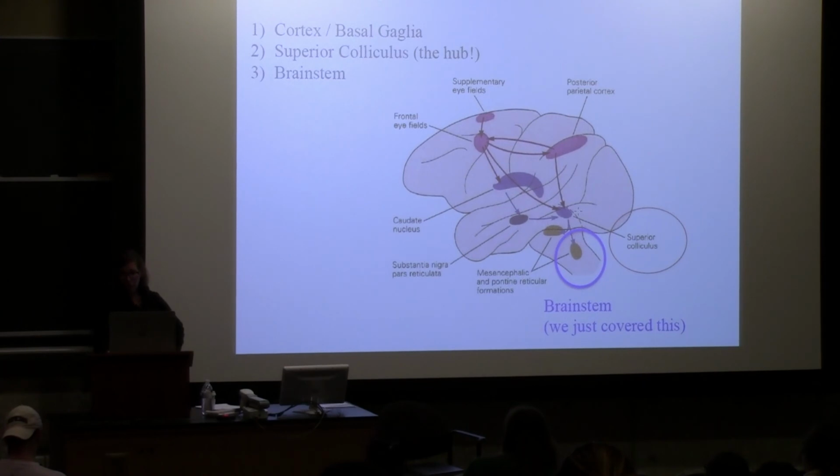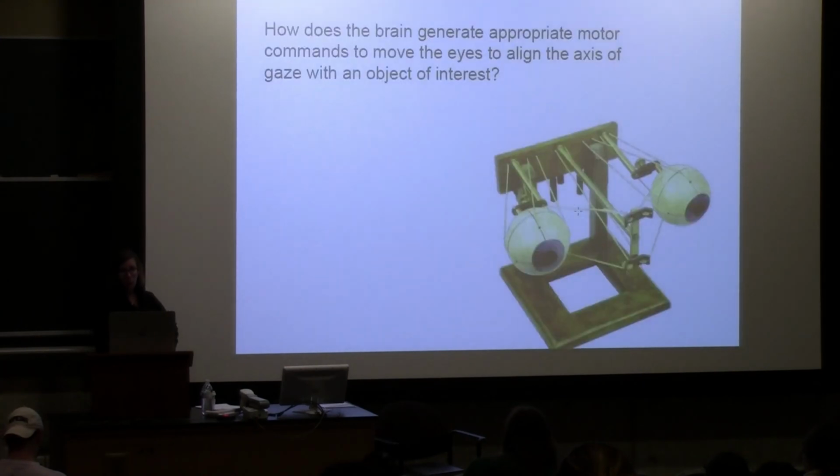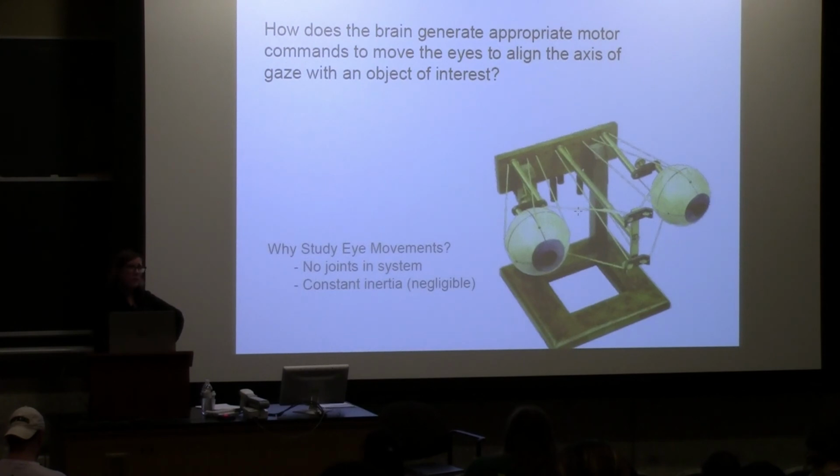Okay. So I'm going to now move on to really the next stage of processing, and how you generate the motor command to actually move your eyes. In particular, eye movements have been very well studied in the neuroengineering and neuroscience community, because they have a number of simplifying features which make them a nice model system for trying to gain some insight into basic principles.